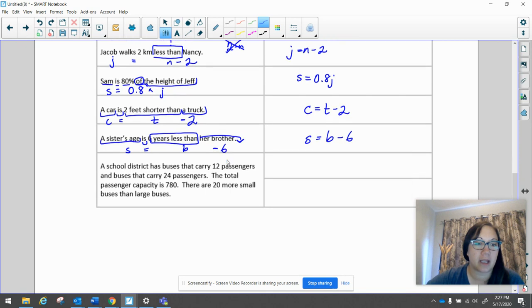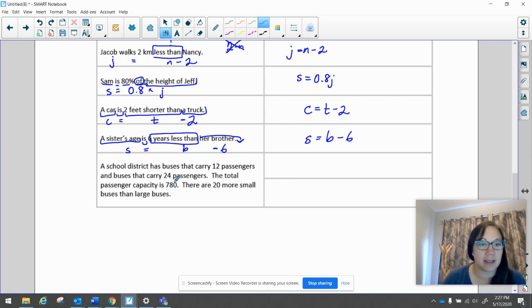A school district has buses that carry 12 passengers and buses that carry 24 passengers. The total passenger capacity is 780. There are 20 more small buses than large buses. So we actually have a lot of information here. It's a bit of a hint that you see 2 blanks. So we're going to come up with 2 equations here.